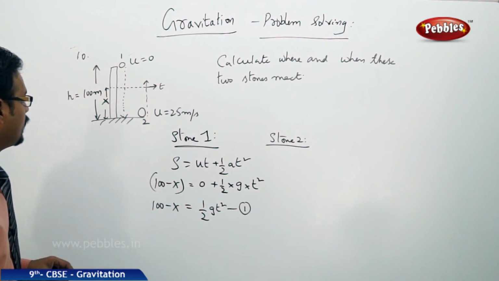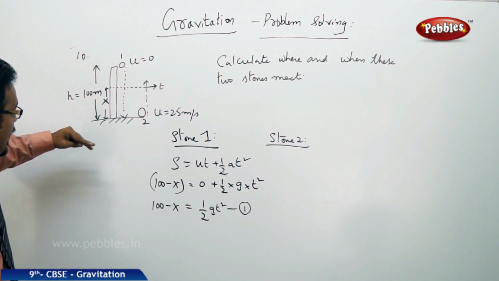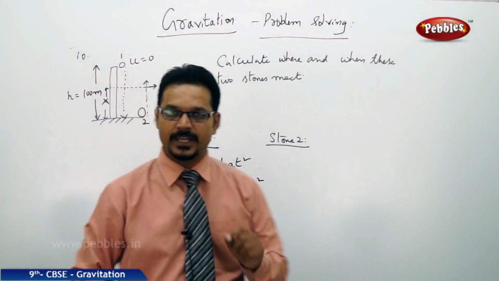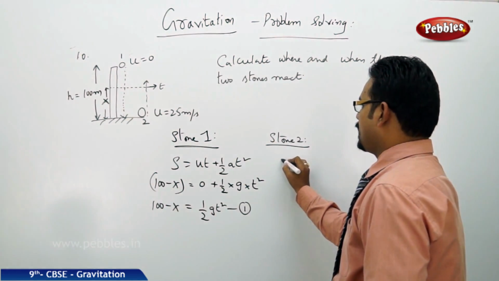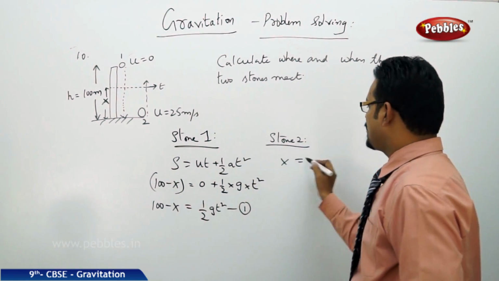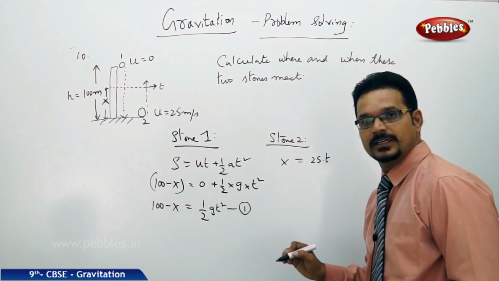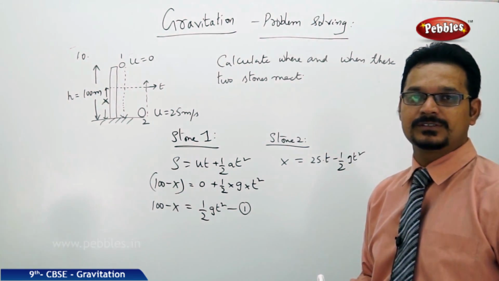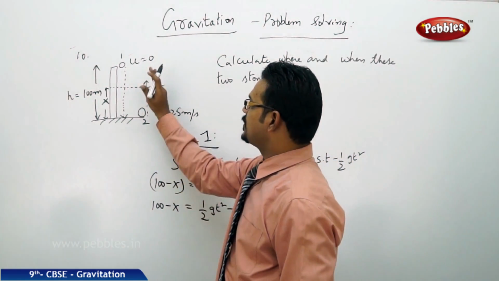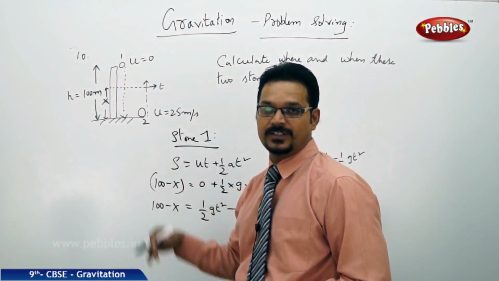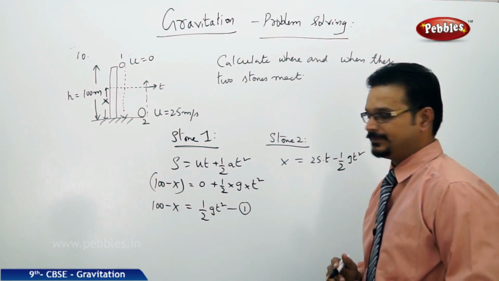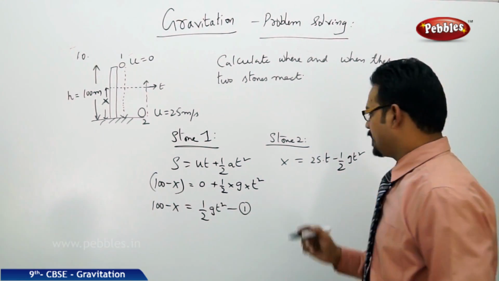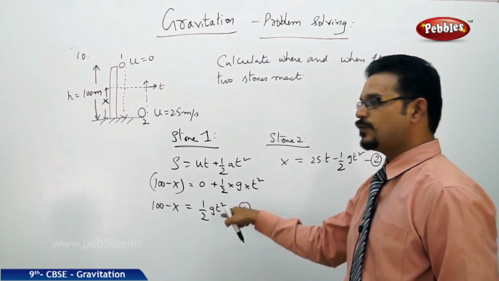Now go for stone 2. It is thrown upwards and it has reached a height x in time t. Same formula applies. Then x equals initial velocity 25 into time t minus half gt square. Why have I kept minus? Because it is thrown upwards, opposite to the force of gravity. That's why a equals minus g. So this is the expression: x equals 25t minus half gt square. This is equation 2.